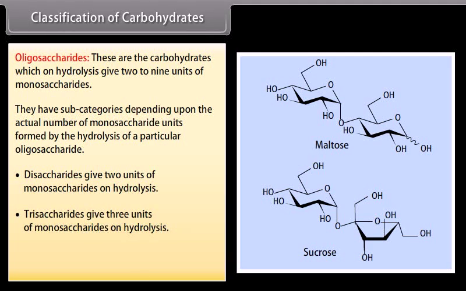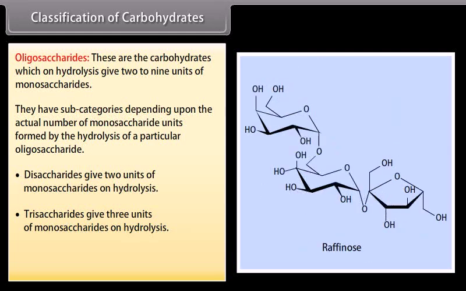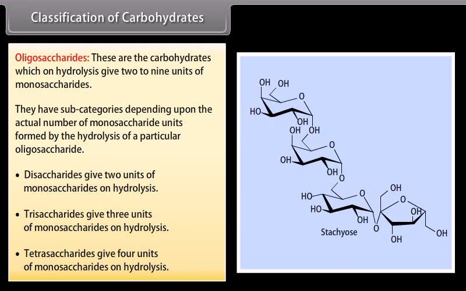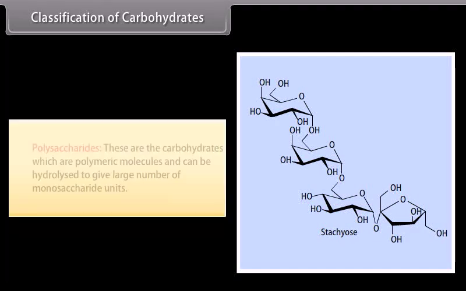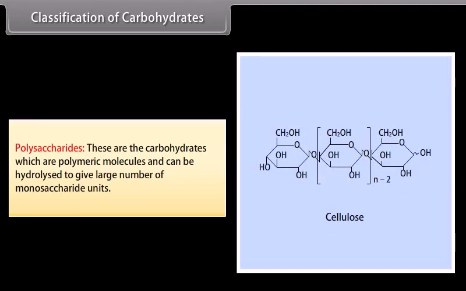Trisaccharides give 3 units of monosaccharides on hydrolysis. For example, raffinose. Tetrasaccharides give 4 units of monosaccharides on hydrolysis. For example, stachyose. Polysaccharides. These are the carbohydrates which are polymeric molecules and can be hydrolyzed to give large number of monosaccharide units. For example, starch, glycogen, and cellulose.